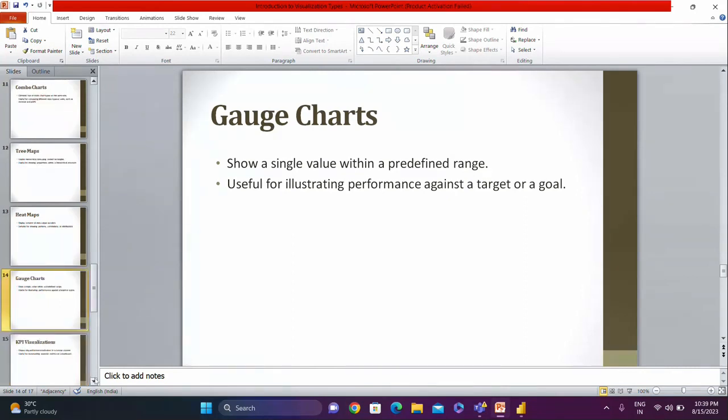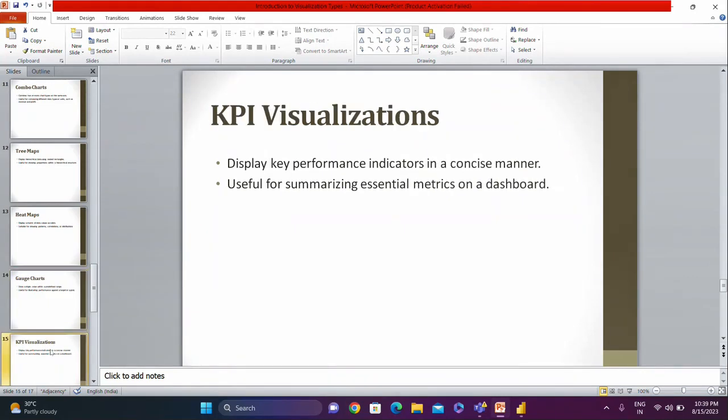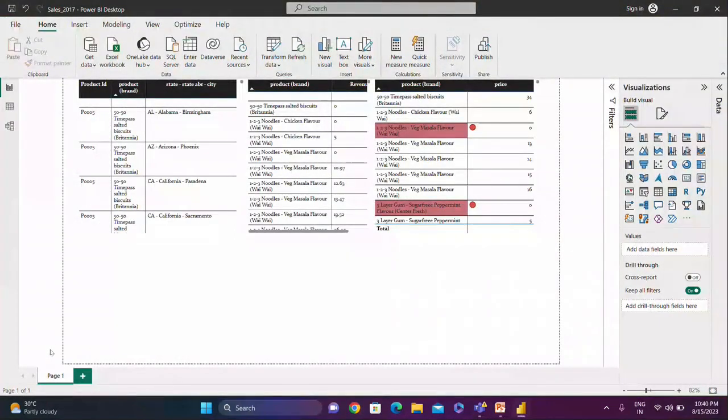Okay, and next is the KPI visualization. It displays key performance indicators in a concise manner. It is useful for summarizing essential metrics on the dashboard. So if we want to represent something in a small place, but it should be meaningful, in those cases we can use the KPI, more like widgets. It is like a small card where we will be able to represent good data with the help of this particular visualization.